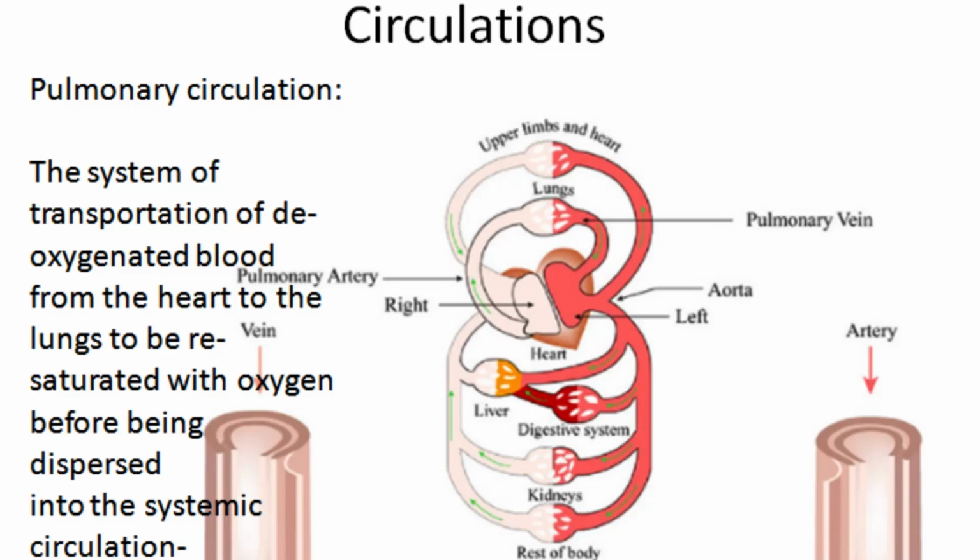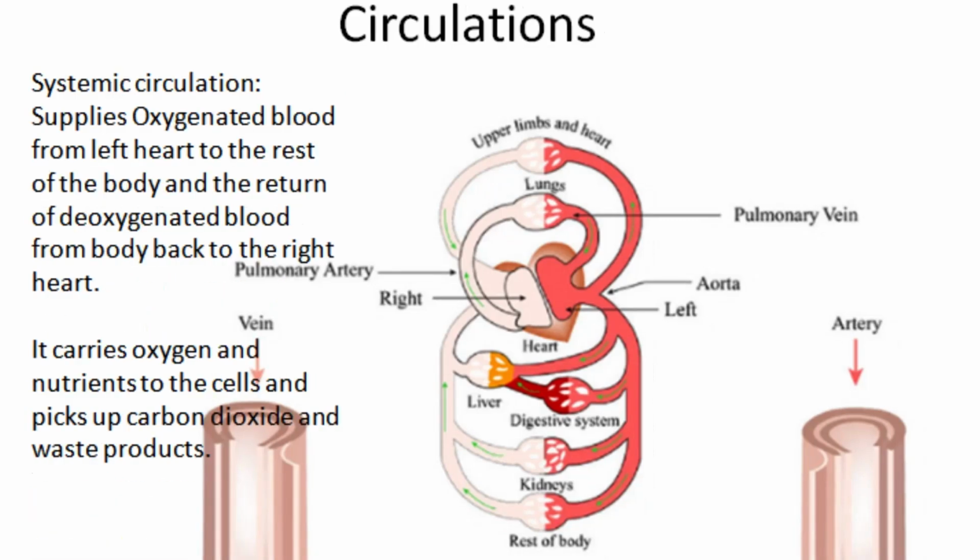We have one more circulation, that is systemic circulation. Systemic circulation is very simple. It deals with blood exchange between heart and the body. It supplies oxygenated blood from the left heart to the rest of the body and returns deoxygenated blood from the body back to the right heart.